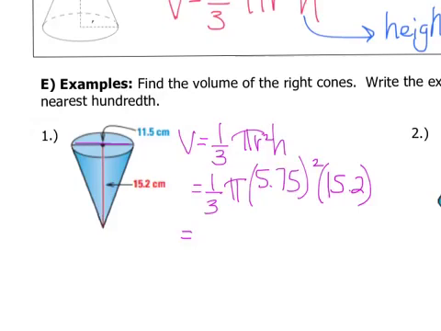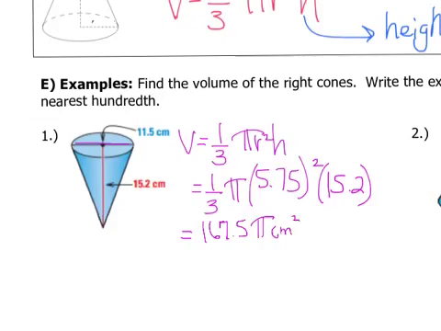I got 167.5. Okay, and that would be still in terms of pi. Do we agree with that? How did you do the 1/3? Just divided by 3. So after you do 5.75 squared times the 15.2, if you divide all of that by 3, that's multiplying by 1/3. So 167.5 pi, this is what, centimeters squared.